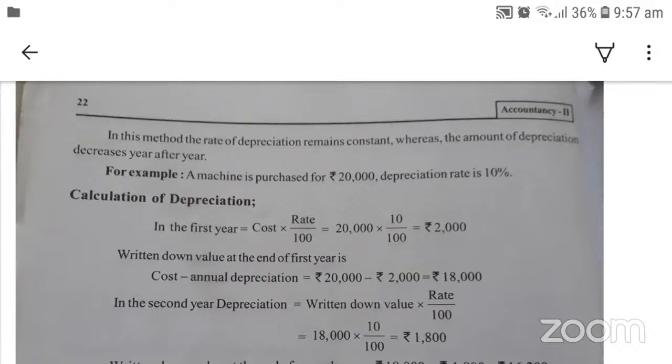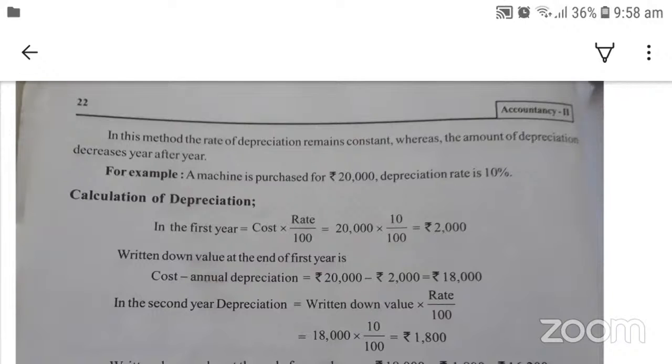In the straight line method, we used to calculate on the original cost of the asset, so the amount of depreciation every year is the same. But in the diminishing balance method, the amount of depreciation decreases year by year.